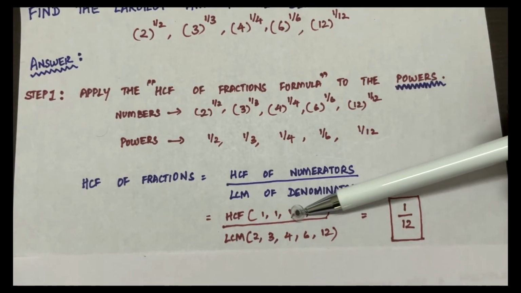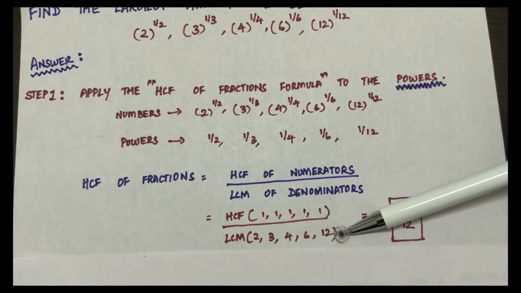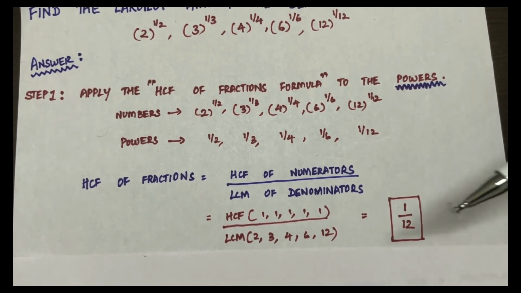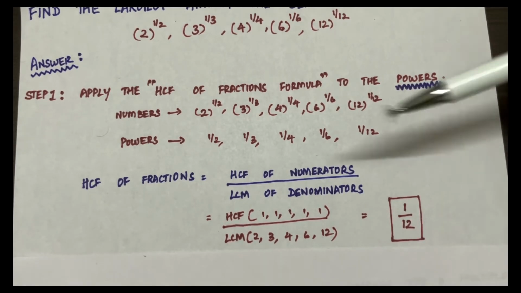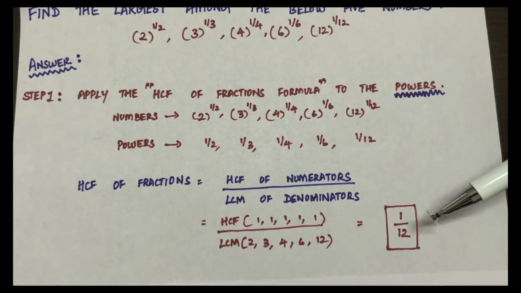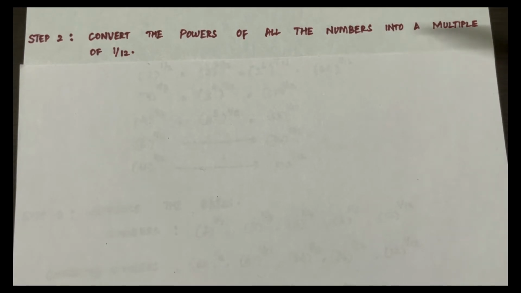HCF of 5 ones is equal to 1, and LCM of 2, 3, 4, 6, 12, if you do the calculation, is equal to 12. So the final HCF of these 5 fractions is equal to 1 by 12. Now moving on to step number 2, we will convert the powers of all the numbers into a multiple of 1 by 12.